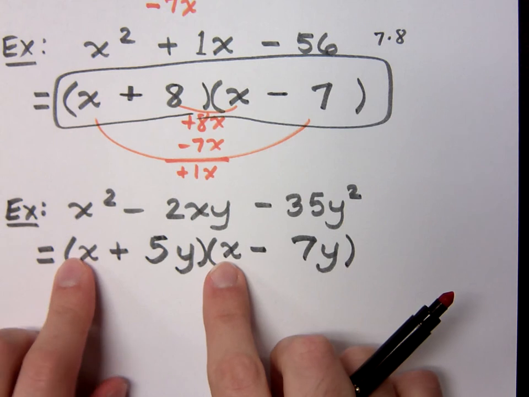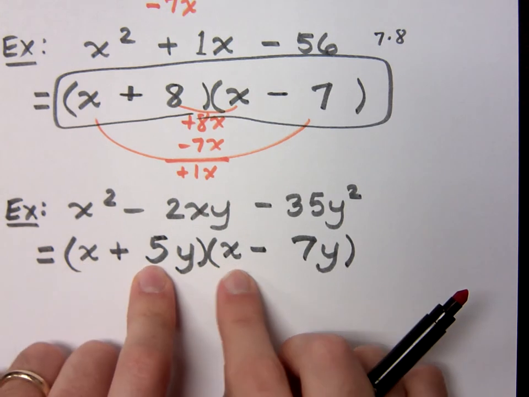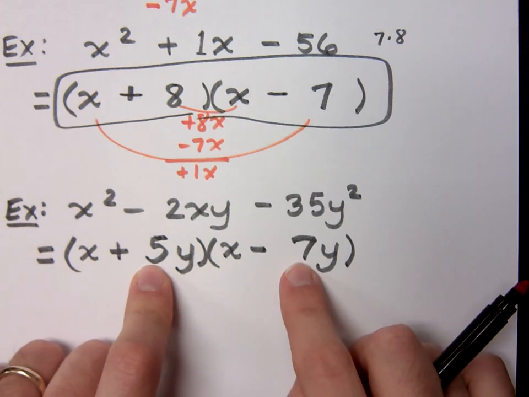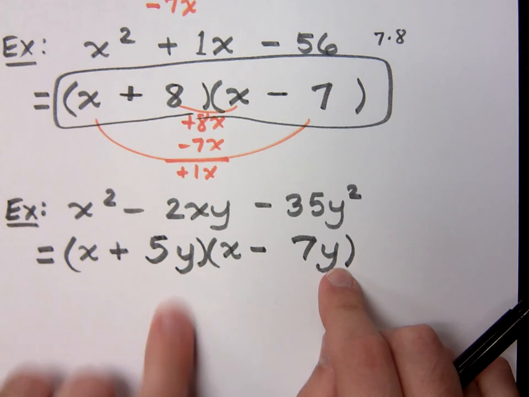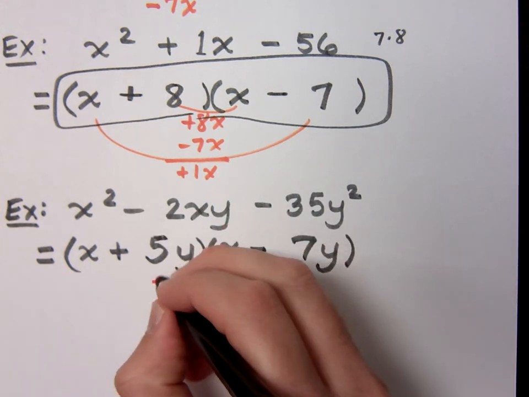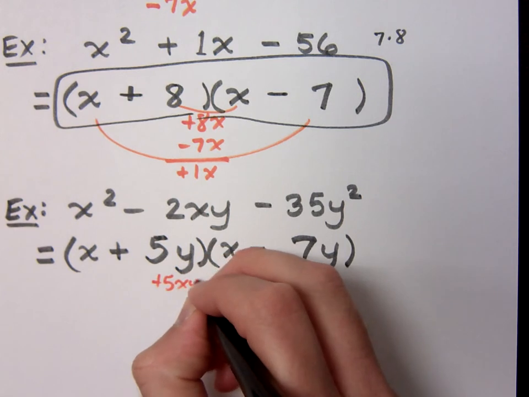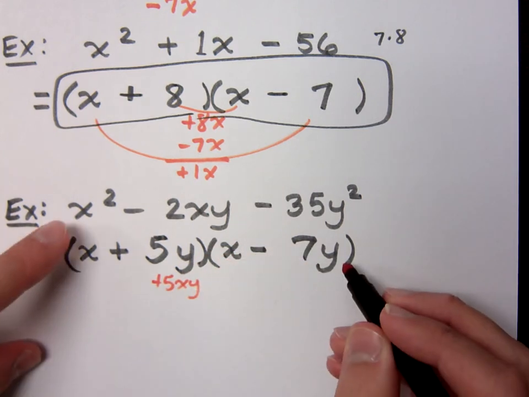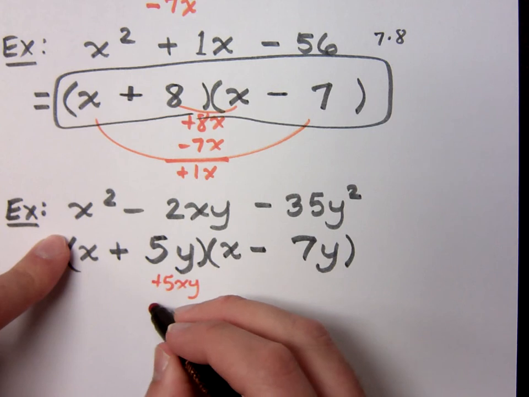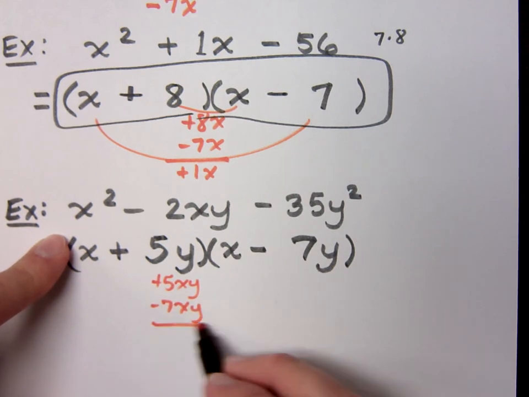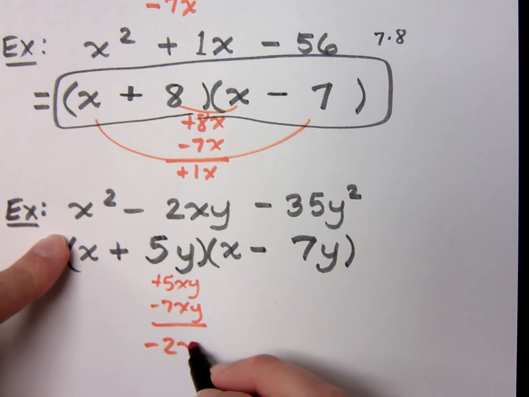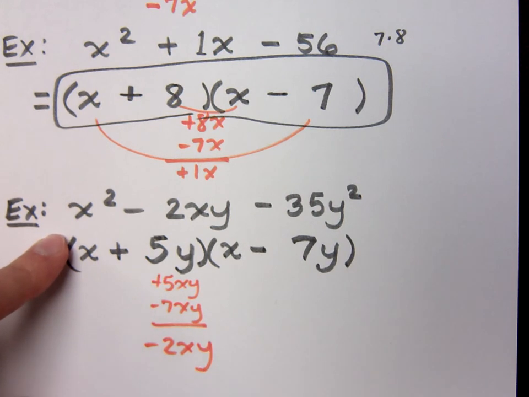Now check this. x times x is of course x squared. Positive 5 times negative 7 is negative 35. y times y gives you the y squared part for that term. On the inside here is a positive 5xy. On the outside, x times negative 7y is negative 7xy. So it gives me a combined negative 2xy. Do y'all agree?